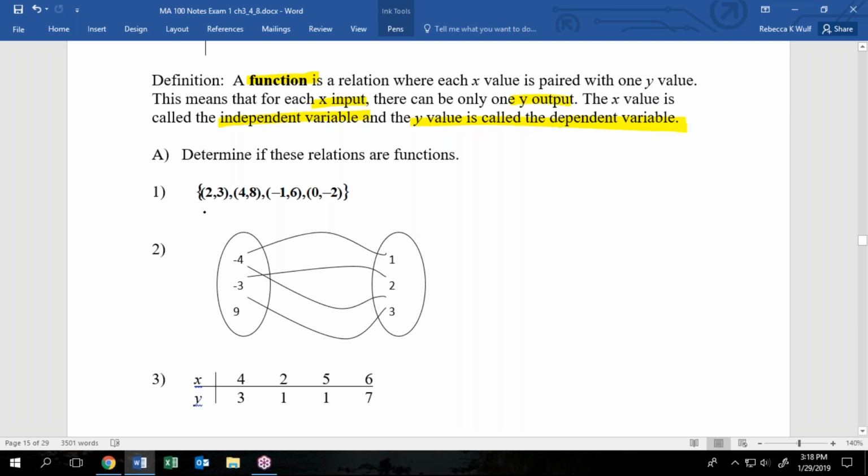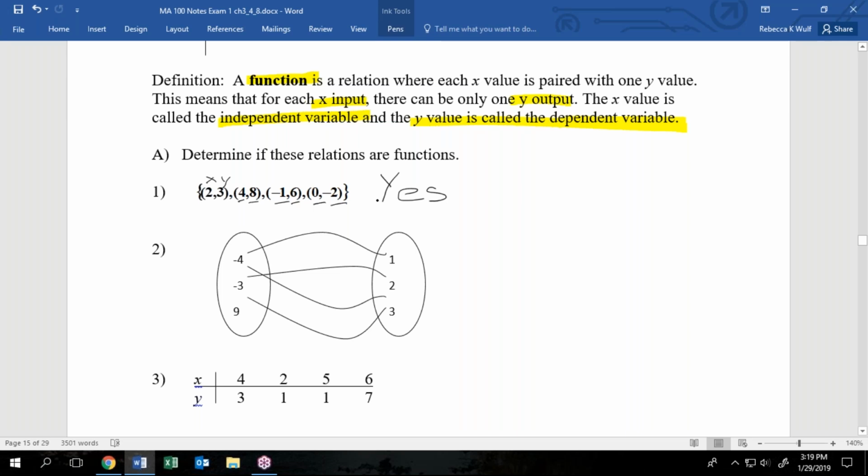Okay, first example, we just have a set. There are only 4 points here. We see when x is 2, y has a corresponding value of 3. When x is 4, there's a corresponding y value of 8. When x is -1, the corresponding y value is 6. When x is 0, y is -2. Okay, this one is a function. For each x, there is a corresponding y value.